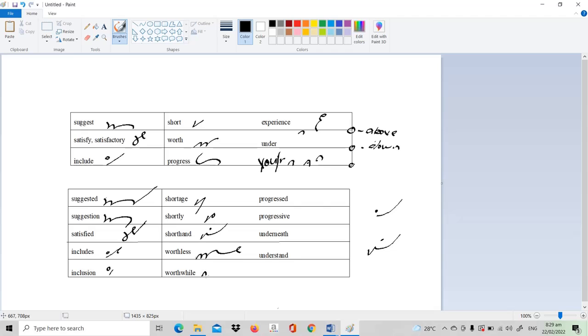Worthwhile, so we have worthwhile. Sabi dito, in the compound word worthwhile, while has been simplified for ease of writing. So, that's why naging I na lang siya. Worthwhile. Ulitin natin, worthwhile.